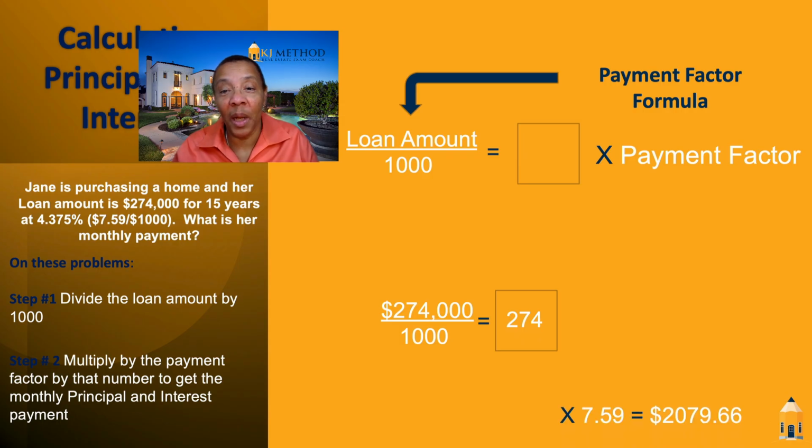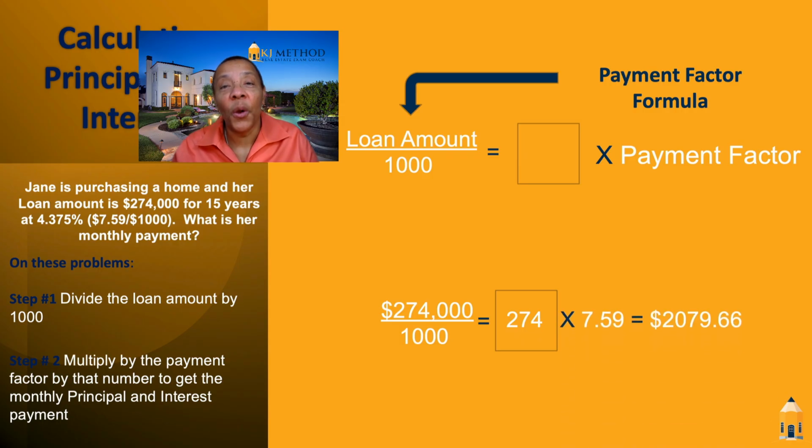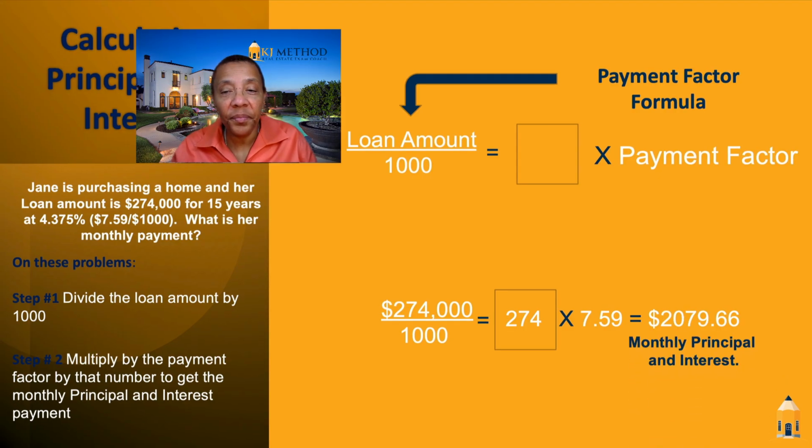Let's just multiply it by the factor they gave us. Her monthly payment is $2,079.66. Pretty easy. She's going to pay that every month for the life of the loan, because remember, this is a constant amortized loan. They use the term constant, flat. It's one flat payment throughout the loan life. So that's the monthly principal and interest.